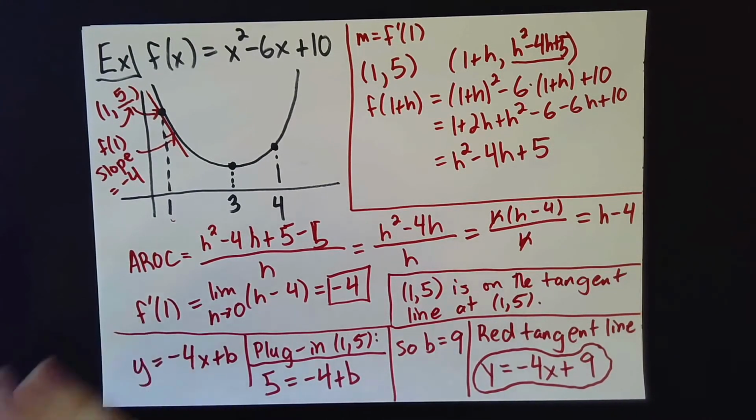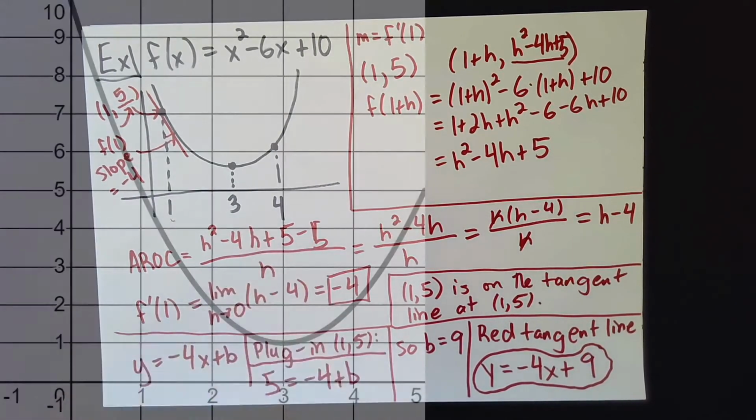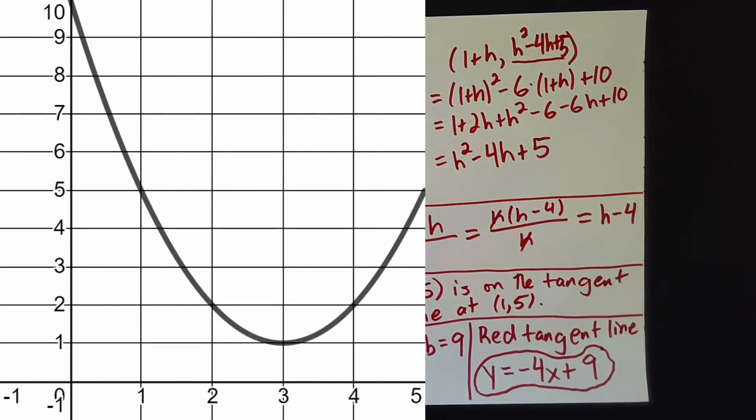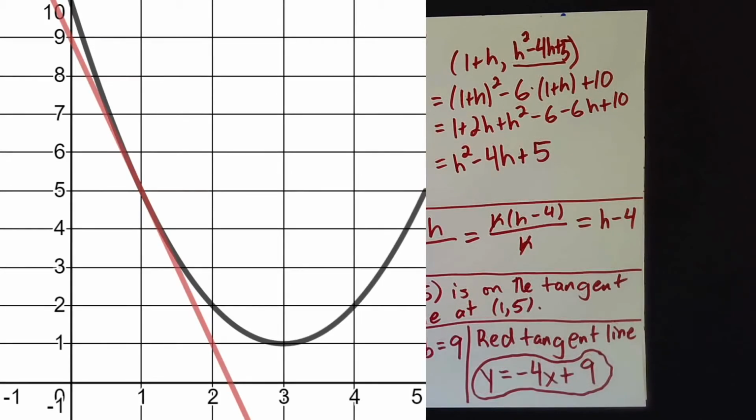Now, just to check that everything worked out the way it was supposed to, I'm going to go ahead and pull up this graph in Desmos. So here is our graph of f of x. This is just a graph of x squared minus 6x plus 10. Now, I'm going to superimpose on top of this the graph of the thing we found for the tangent line, y equals minus 4x plus 9.